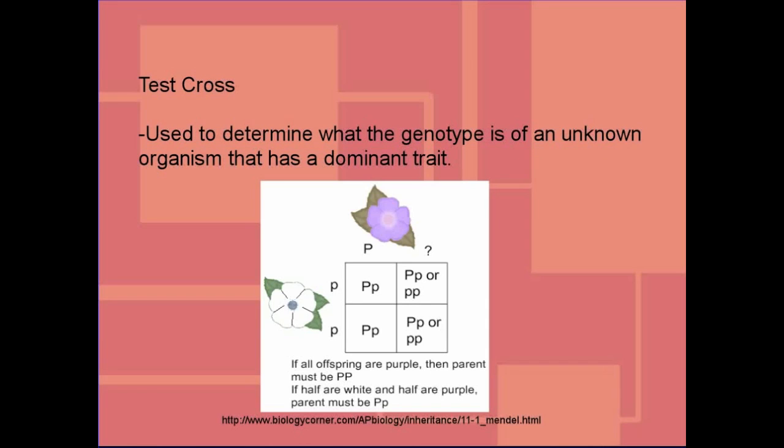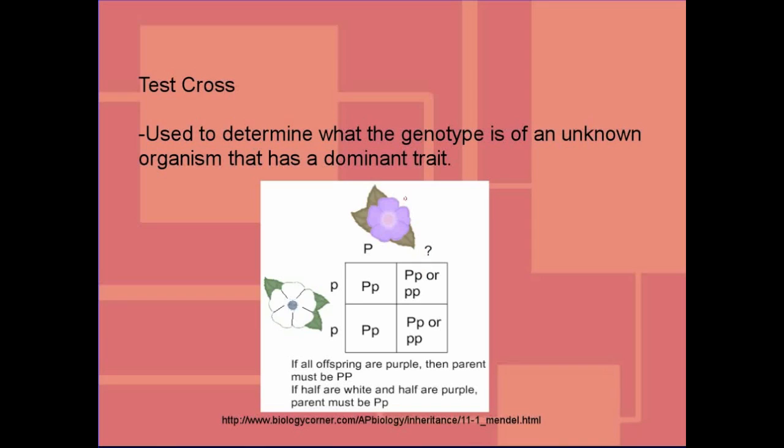A test cross is used to determine what the genotype is of an unknown organism that has a dominant trait. Recessive traits are always known. Recessives are always little. But a dominant can be homozygous or heterozygous.